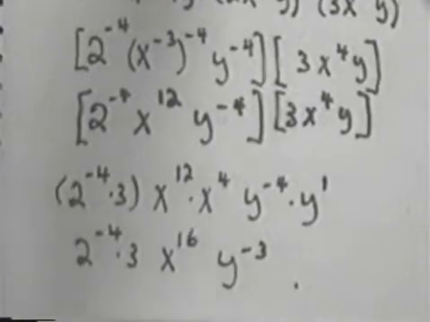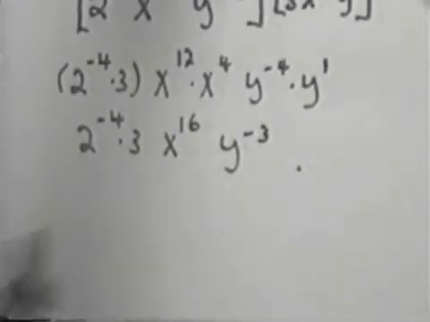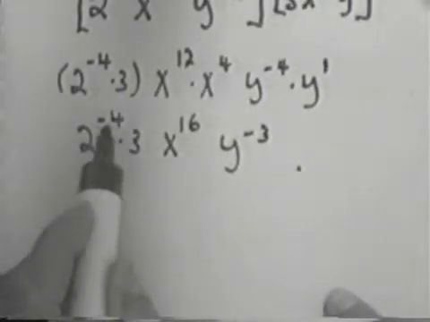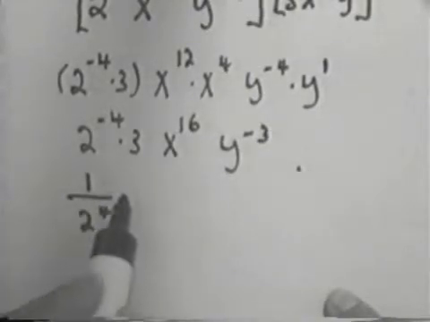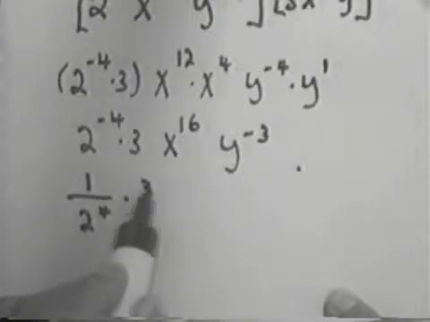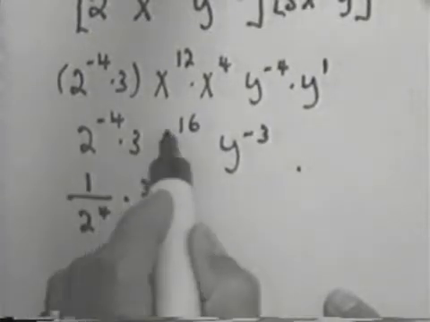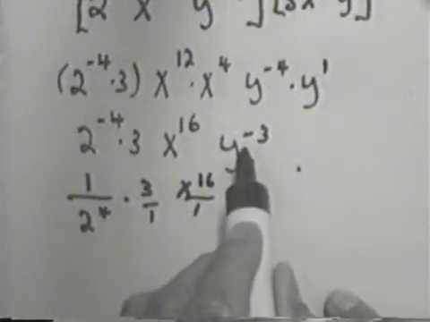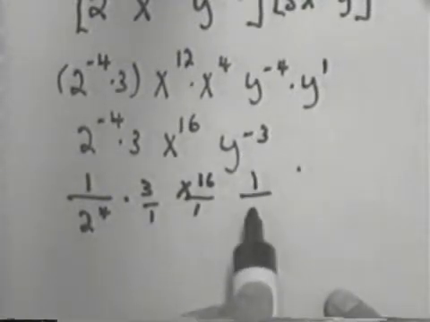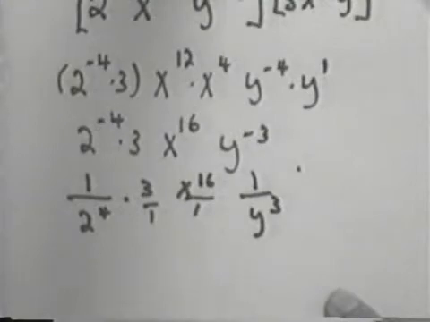Now I need to put my answer in good form. I have a negative exponent, so I take the reciprocal. So it'll be 1 over 2 to the 4th. I leave the 3, which is understood to be 3 over 1. I have a positive exponent, so I'll leave it. And I have a negative exponent, so I'll do the reciprocal.